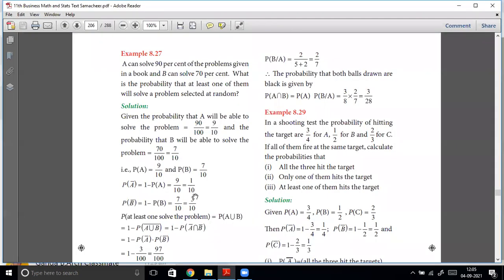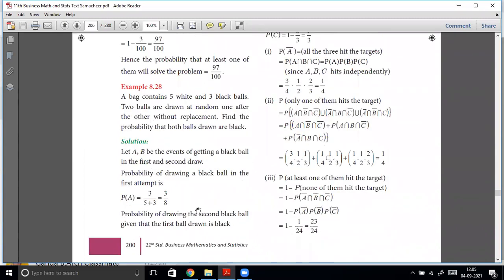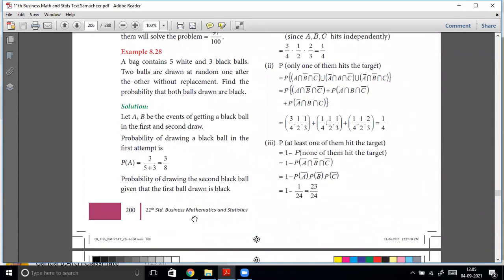Now let us go for example 8.28. This is also a very nice sum. A bag contains 5 white balls, 3 black balls. 2 balls are drawn at random, one after another without replacement. Okay. Without replacement, independent event or dependent event?